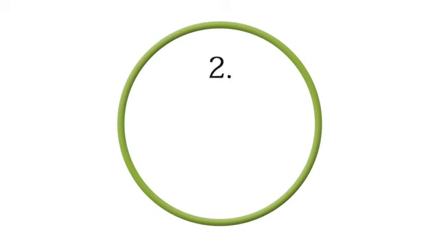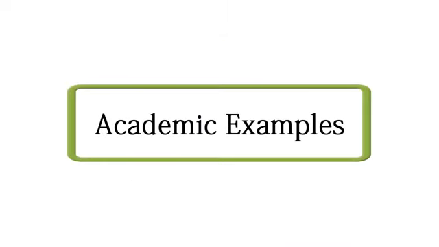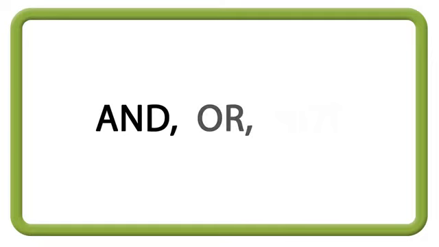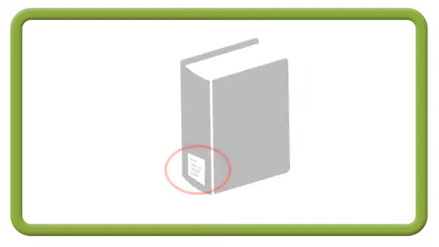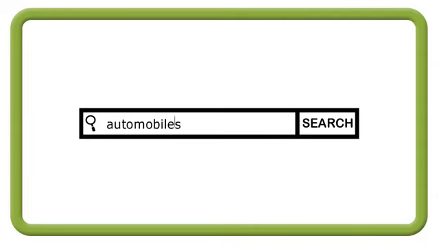The second component means you can find the needed information effectively and efficiently. In academia, this means you can use Boolean terms and, or, and not when searching online, locate a book on the library shelves by its call number, and choose the best keywords and phrases when searching online or in library databases.